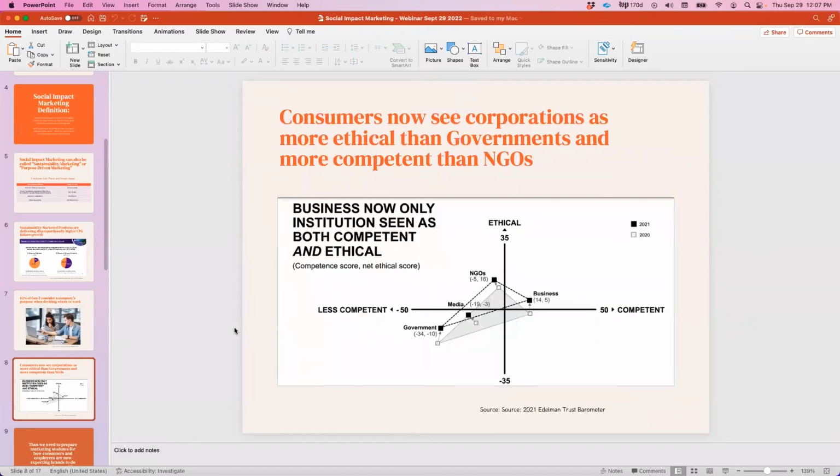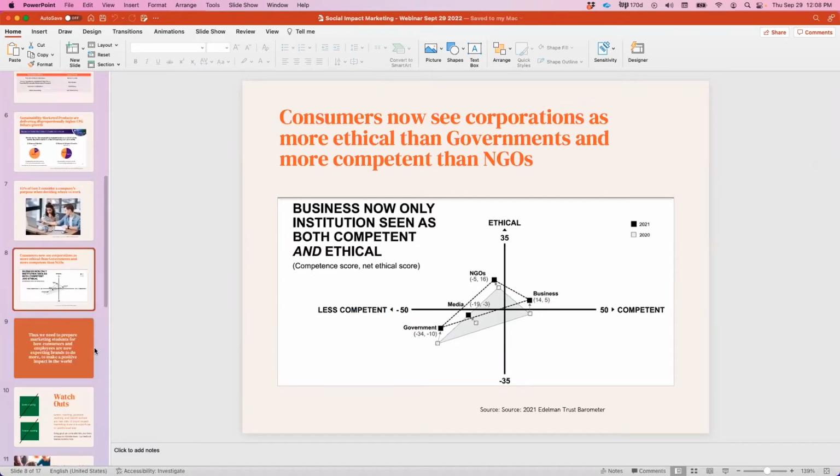Another trend we're seeing is that consumers now see corporations as more ethical than governments and NGOs. So this is a study done every year by Edelman called the Trust Barometer. So in their 2021 Trust Barometer report, they have this chart where you can see business here in this top right quadrant. They're seen as more competent than the government and more ethical as well.